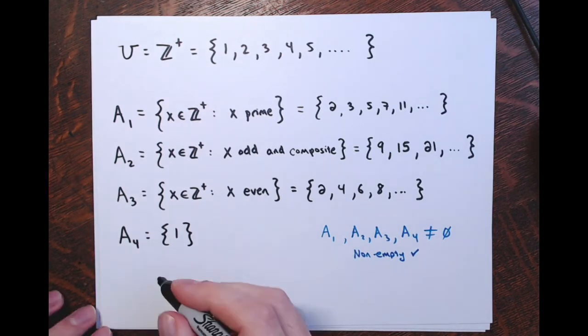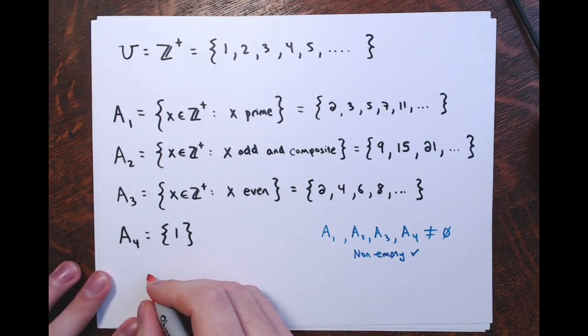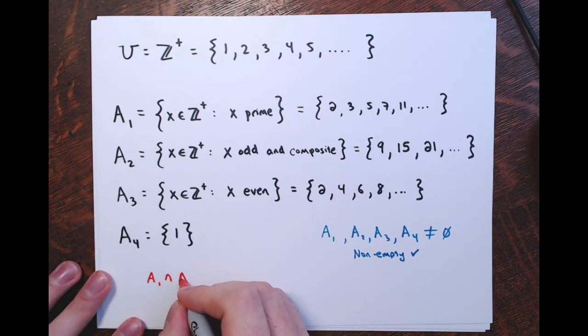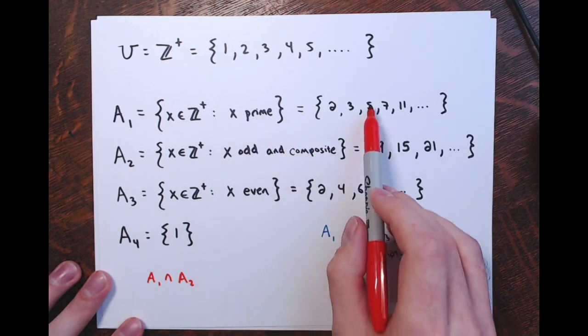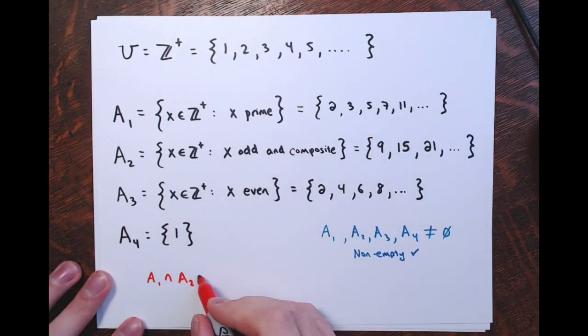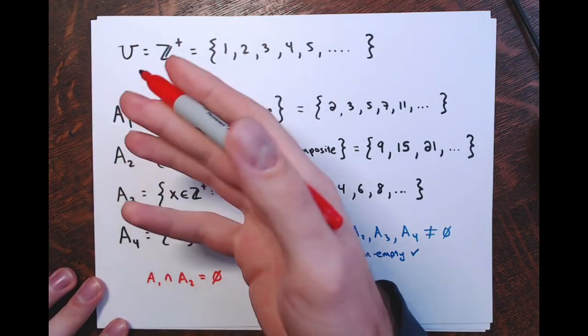Are they pairwise disjoint? I'll start checking different pairs and look at their intersections, seeing if they're disjoint. How about A1 intersect A2? These are primes and these are odd composites, so they'll have nothing in common. This is empty. But that's not enough. Just showing that one pair of the sets is disjoint is not enough to show that all four are pairwise disjoint. You have to look at all possible pairs. And if all possible pairs are disjoint, then the collection of sets is pairwise disjoint.